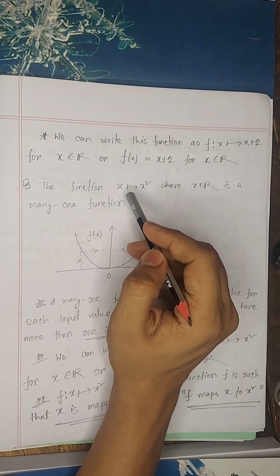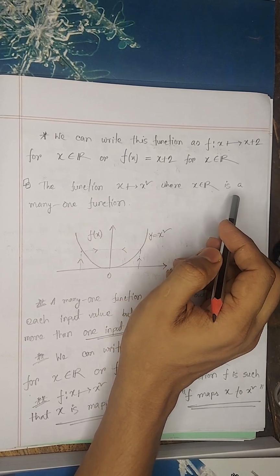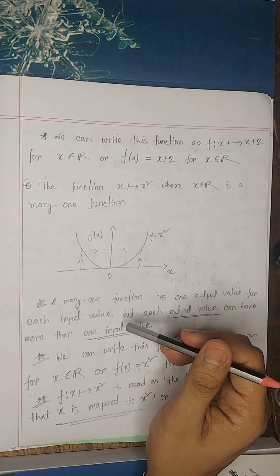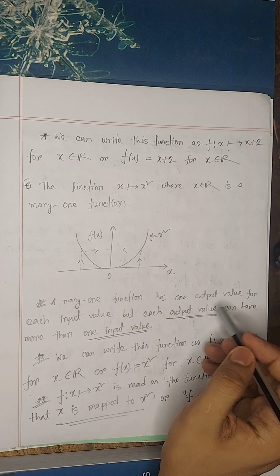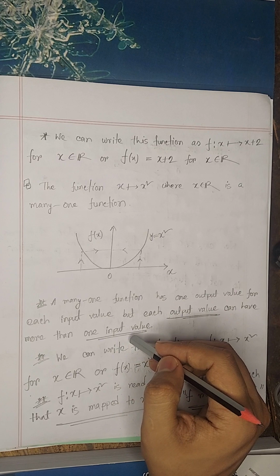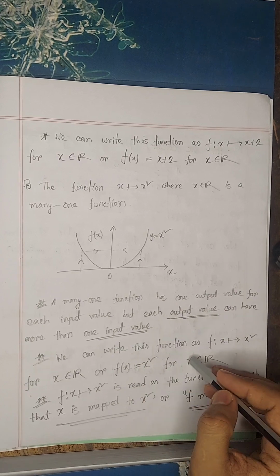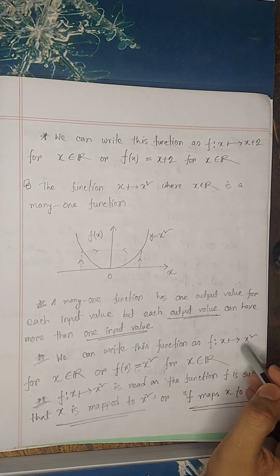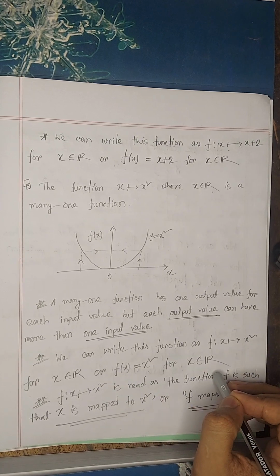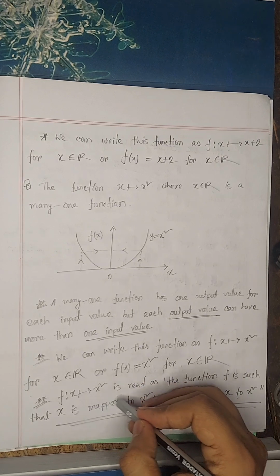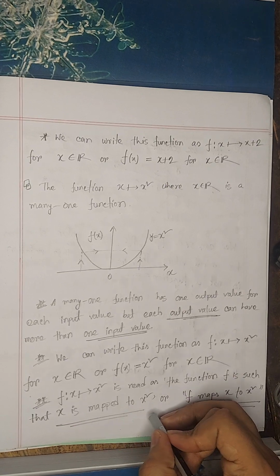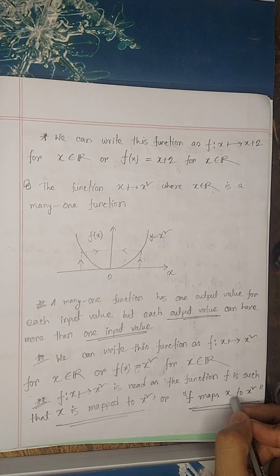The function x maps to x square, where x belongs to R, is a many-one function. A many-one function has one output value for each input value, but each output value can have more than one input value. We can write this function as f such that x maps to x square for x belongs to R, or f of x is equal to x square for x belongs to R. It is read as the function f is such that x is mapped to x square, or f maps x to x square.